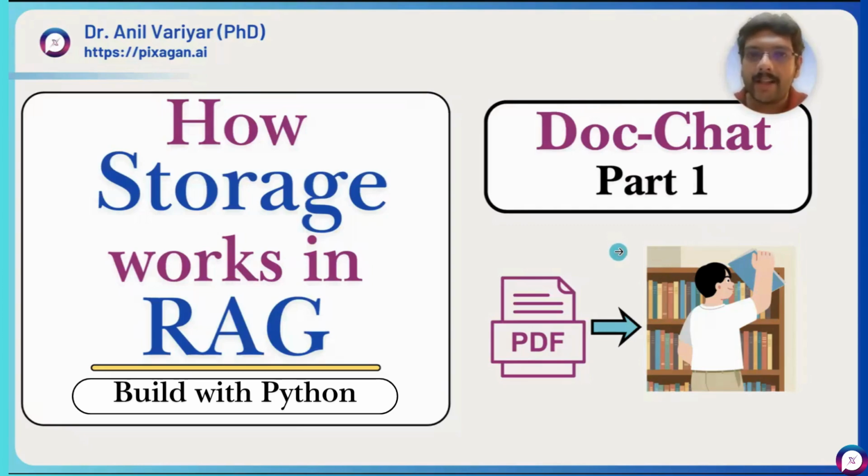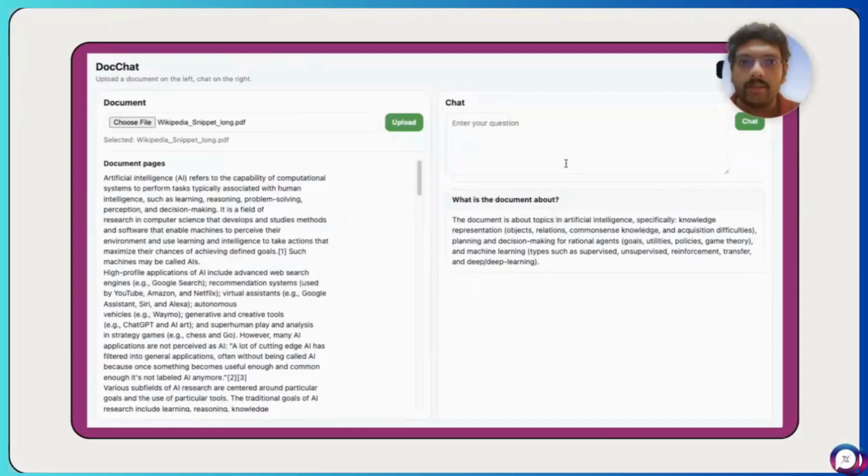Hey everyone, my name is Anil, and in this video, which is part of a two-part series, we're going to learn, explore, and actually build the storage part of RAG, or Retrieval Augmented Generation, which is part of a doc chat app, meaning an app where you can upload a document and chat with it. So in the first part, we're going to learn and build the storage side of it, and in the second part, we learn how to build the retrieval part.